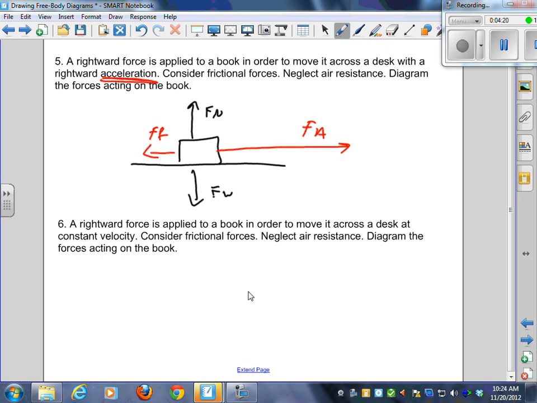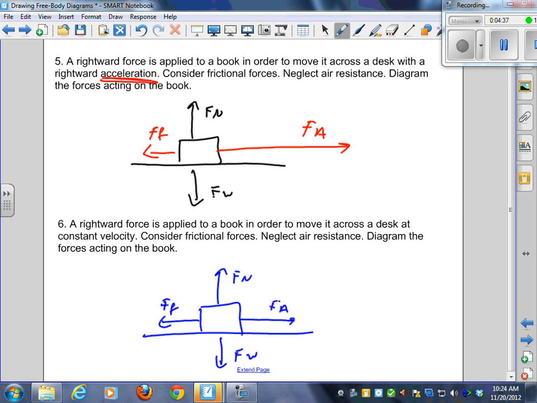Nod, yeah, good. Okay, exactly the same thing, except this time it's with a constant velocity. So the only difference is what? Weight force, normal force, friction force, and the applied force should be the same as the friction force. The applied force and the friction force have to be the same length. Okay? In this case here, what's the net force equal to? Which means the acceleration is 0.